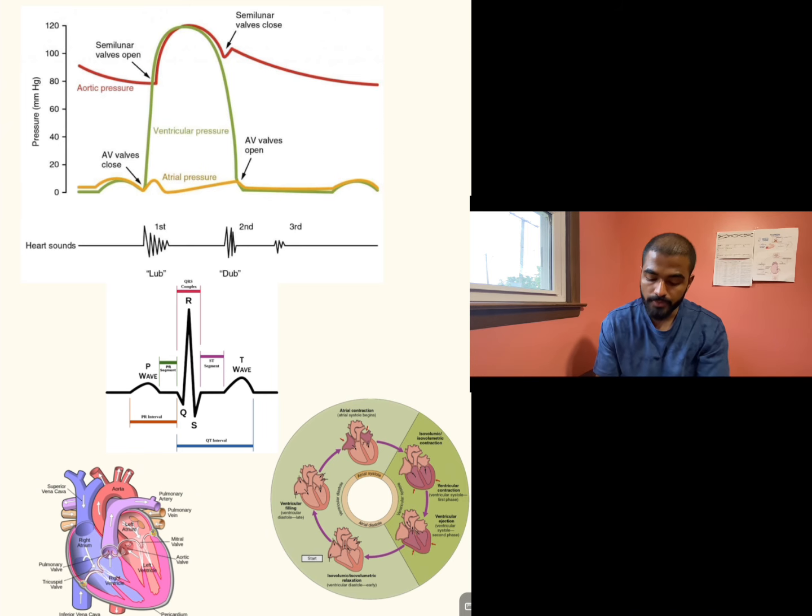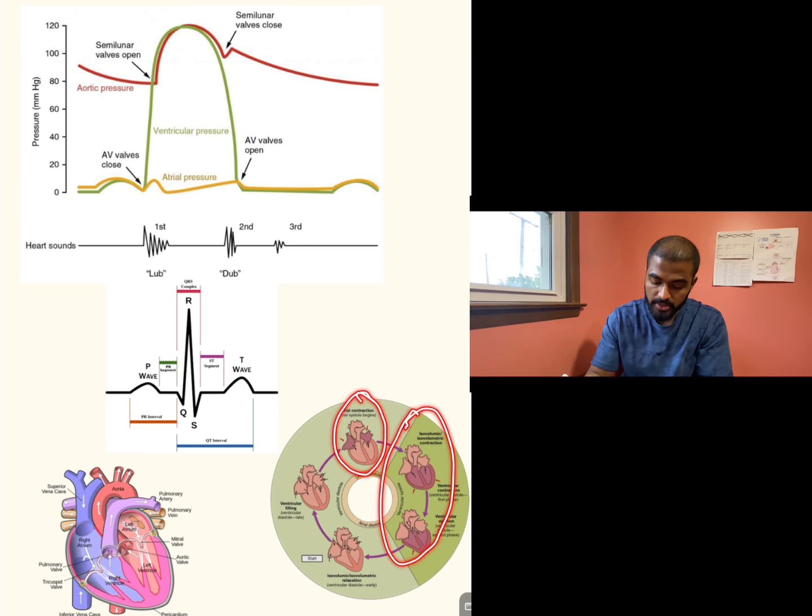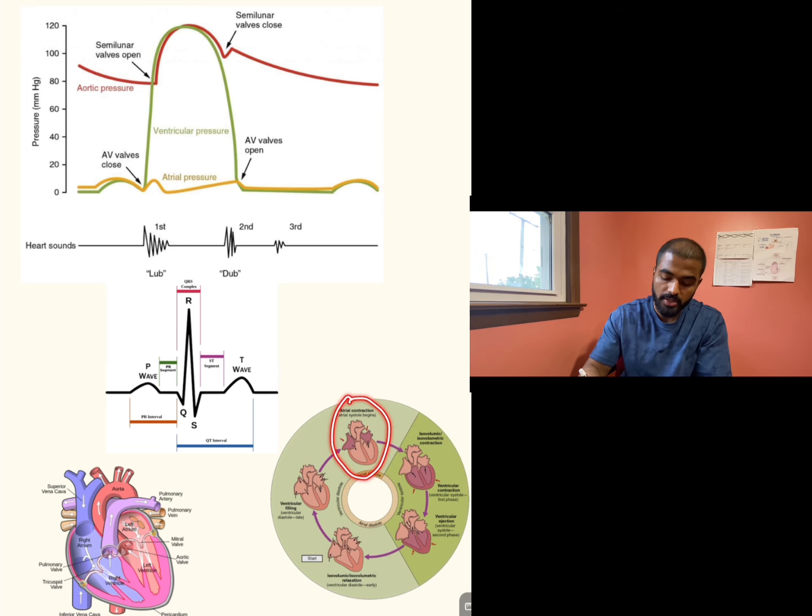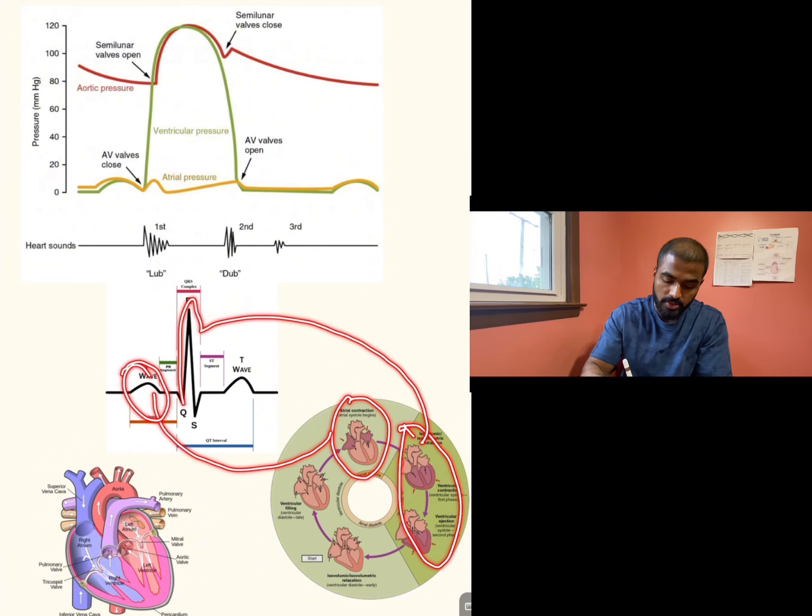Let's start with the cardiac cycle. As we know, we have a couple different phases for the cardiac cycle. We have atrial contraction, ventricular contraction, and ventricular relaxation. Atrial contraction is demonstrated as a P wave on the EKG, ventricular contraction as the QRS complex on the EKG, and then ventricular relaxation as a T wave on the EKG.